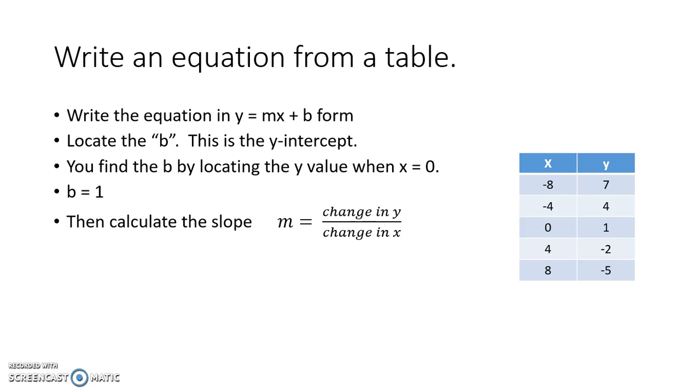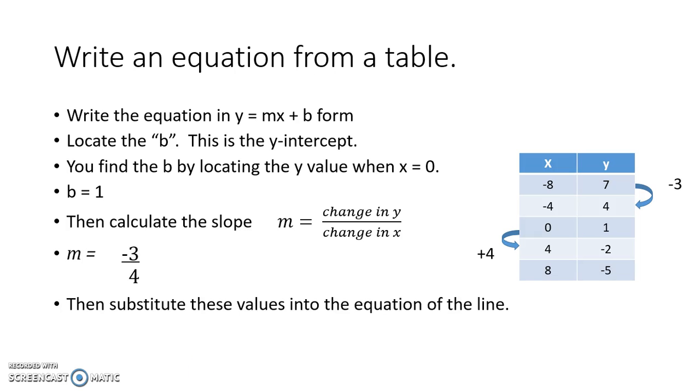Then you're going to calculate the slope, which is change in y over change in x. When I look at that, my change in y, I am subtracting 3. My change in x, I am adding 4. So my slope is -3/4. Then you're going to substitute what you know into the equation of the line. y = -3/4 x + 1.